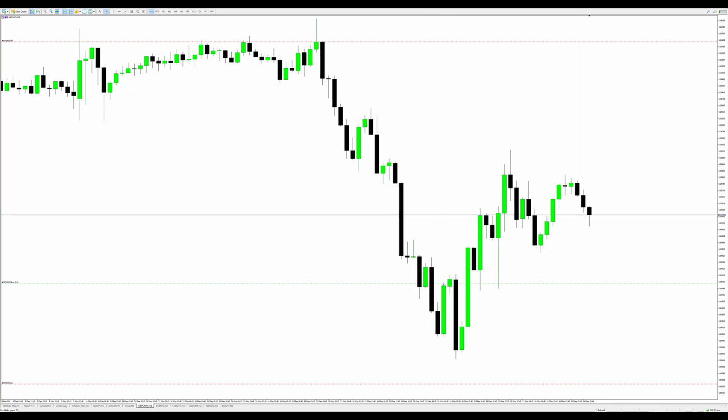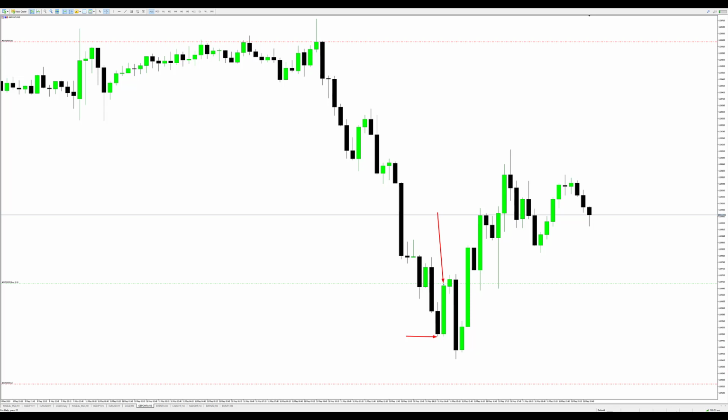You can clearly see this is where my entry was. This is where I took off the long trade. You can see with the arrow there. Yes, and this is MT5, it's gonna show you the arrow. So I entered my long position there. Now, where did I put my stop loss? 15 to 20 pips below the highlighted low.